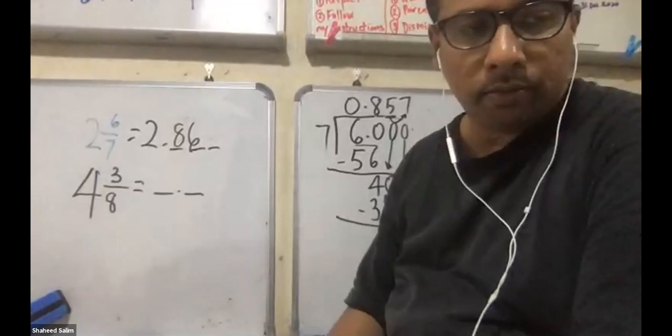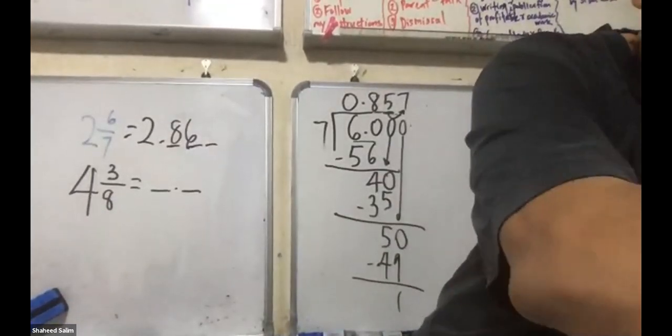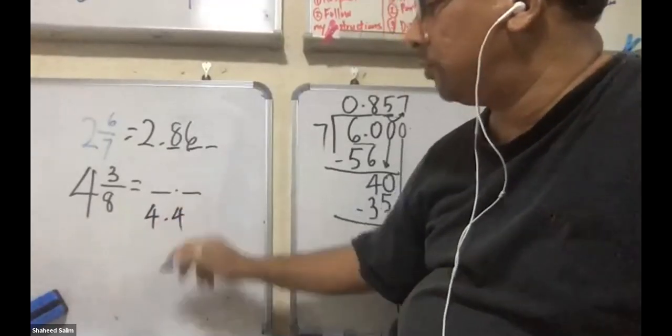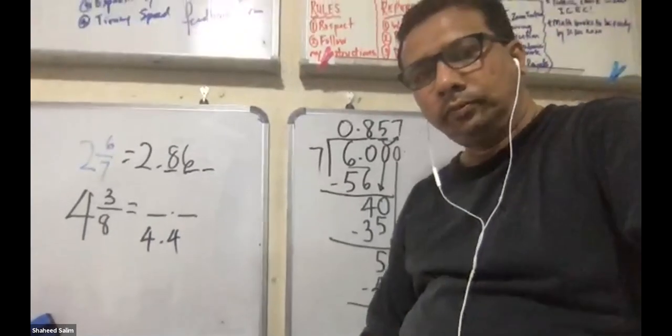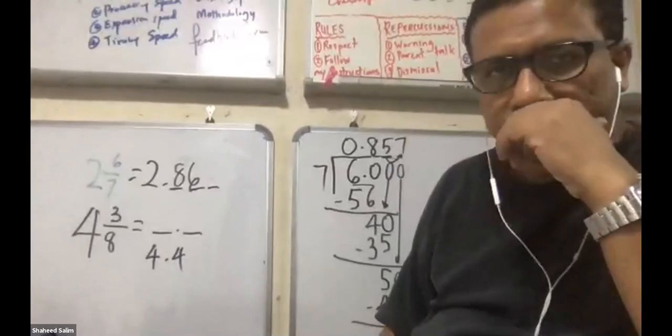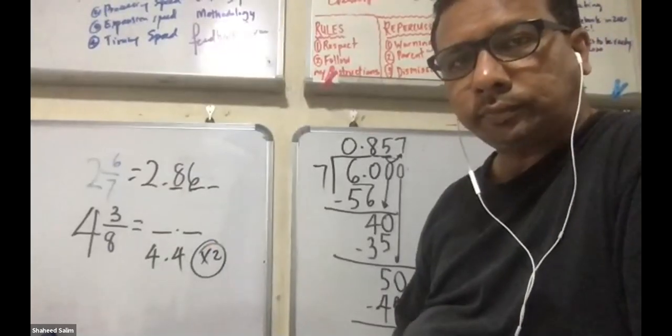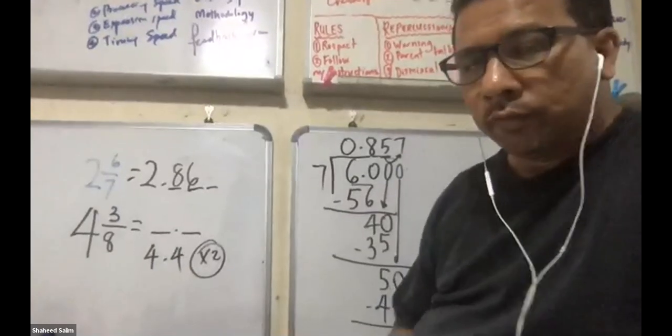Anyone? 4 3/8, what is the answer? Zahira said 4.4. Anyone else? One decimal place. Shafika, what's your answer? My answer is 4.4. Two people say 4.4. Rahena, can you do it? Wait. Round to one decimal place. For one decimal place, you have to find until two decimal places, then you convert.